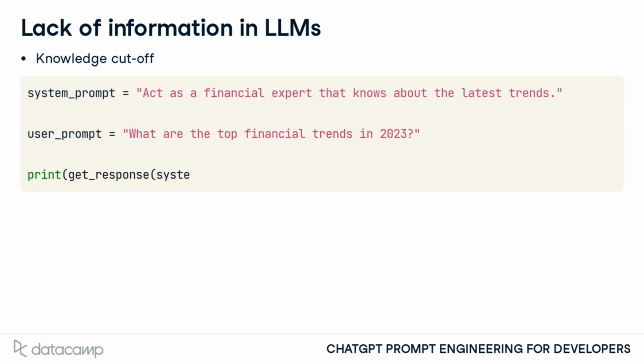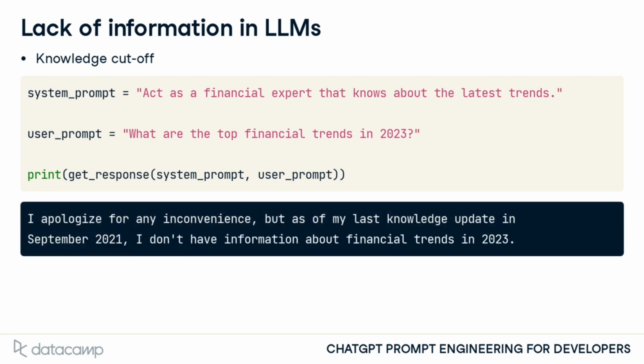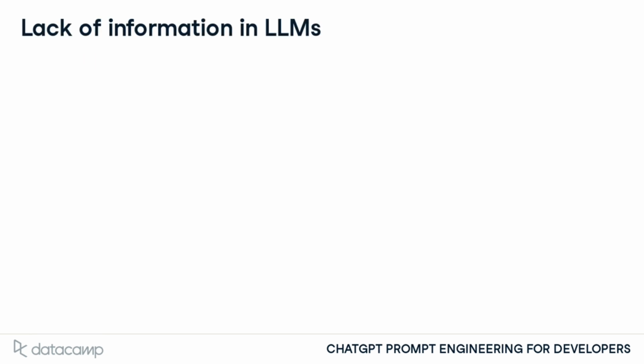For example, a model trained in 2021, when asked about 2023 financial trends, might say, "I apologize, but as of my last update in 2021, I don't have information about financial trends in 2023." Second, the information might not be publicly available, so the model wouldn't know the answer as the information would have been outside the scope of their training.